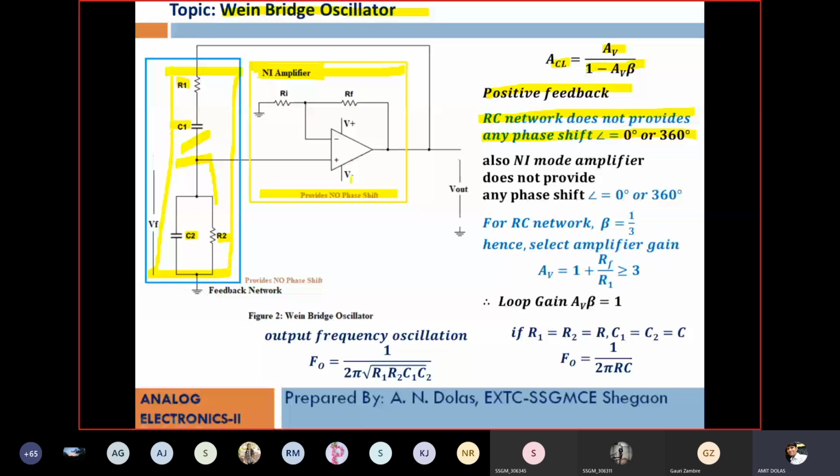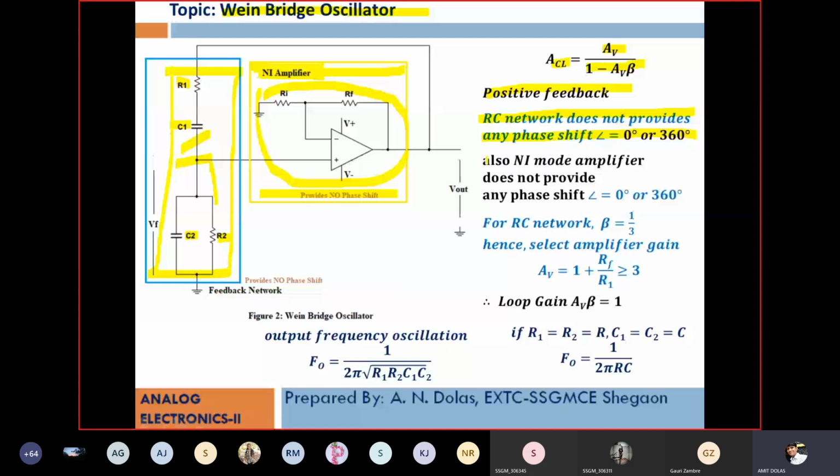So that means input and output are in phase. That's why you have to remember this compared to the previous circuit: in Wien bridge you have to use non-inverting mode, while in RC phase shift you have to use inverting mode. So this amplifier will not provide any phase shift, so of course the total phase shift will be 0.